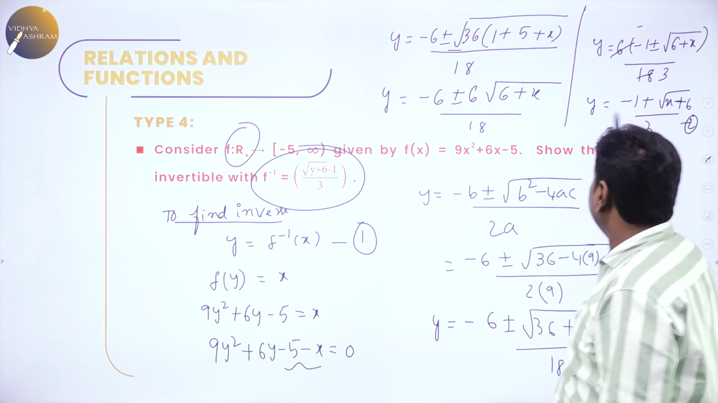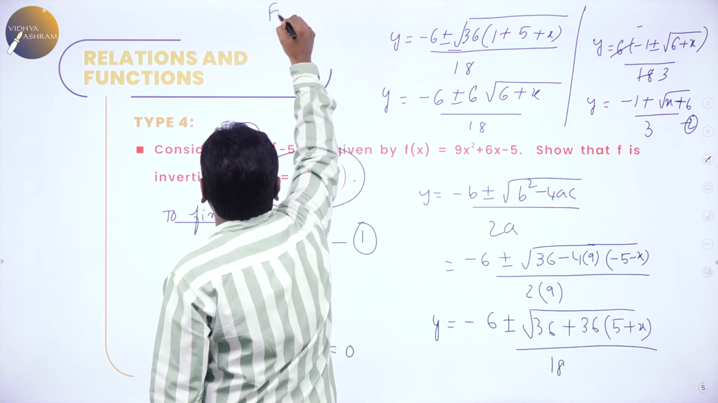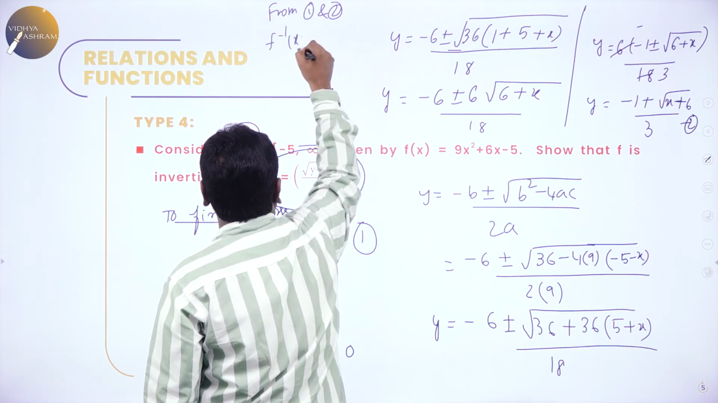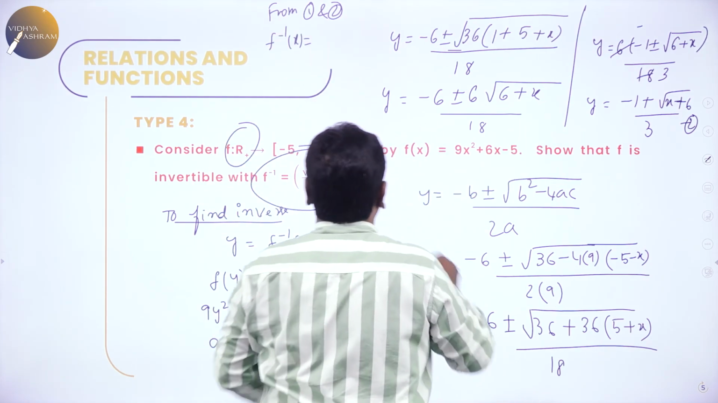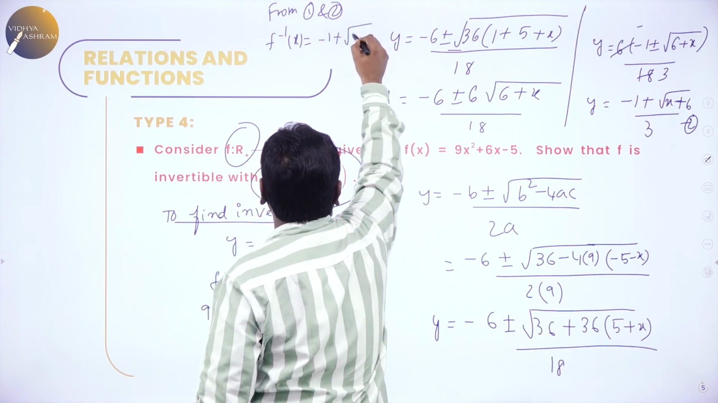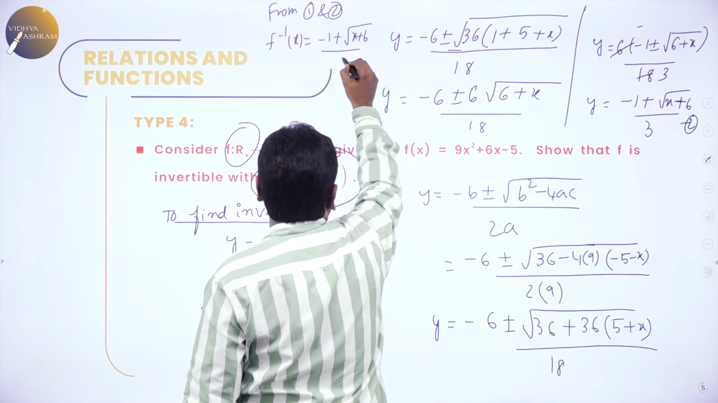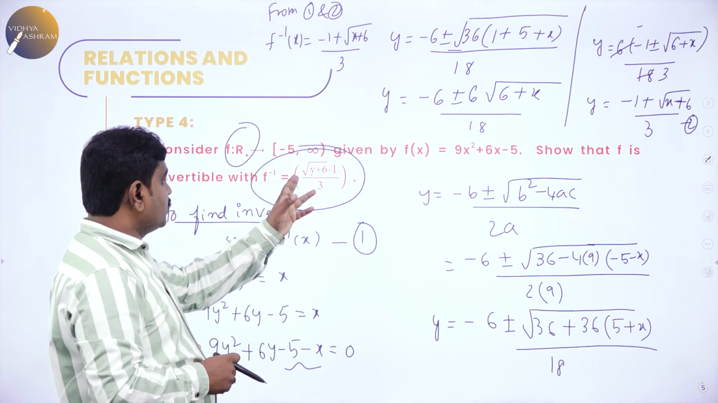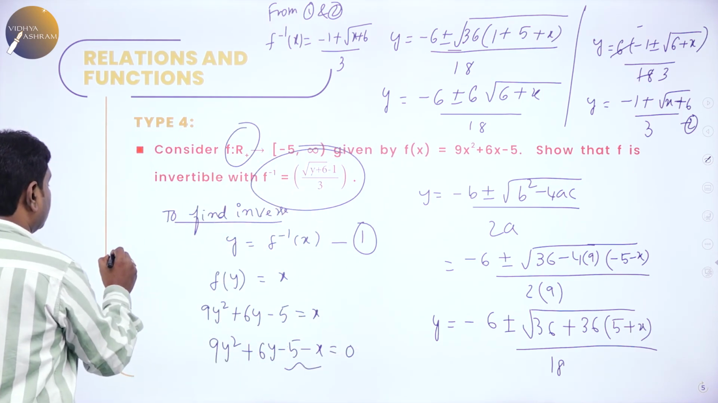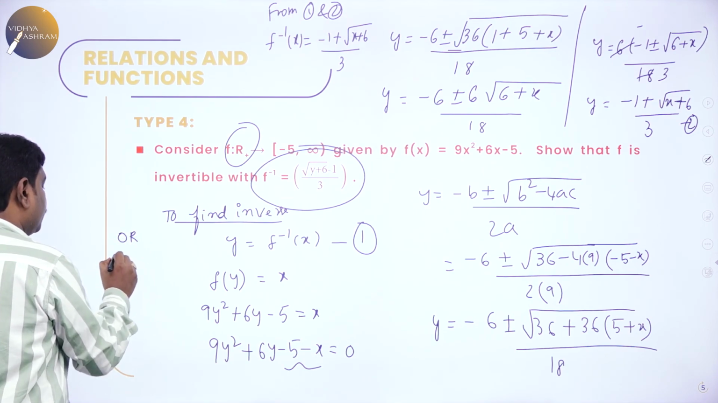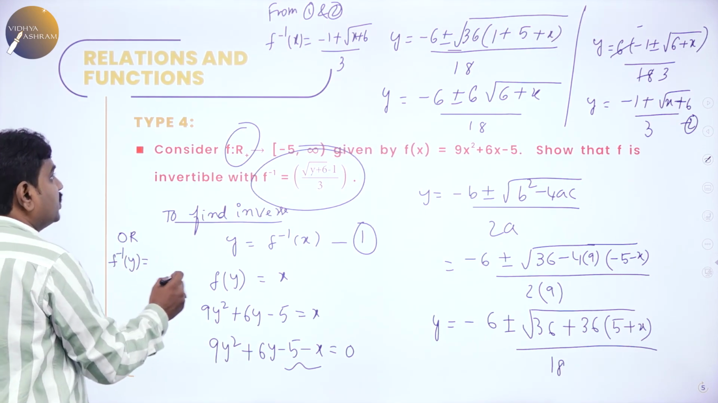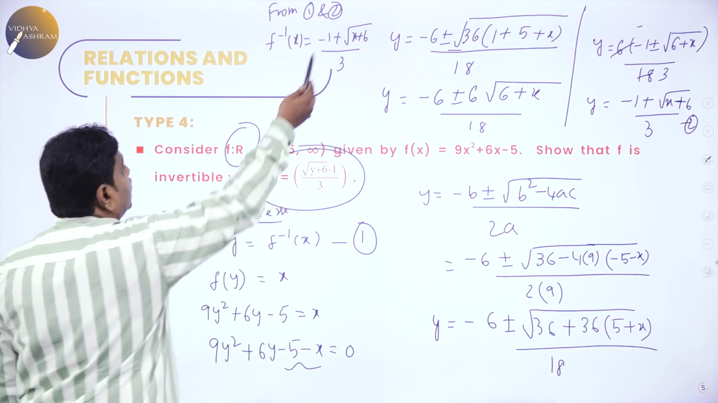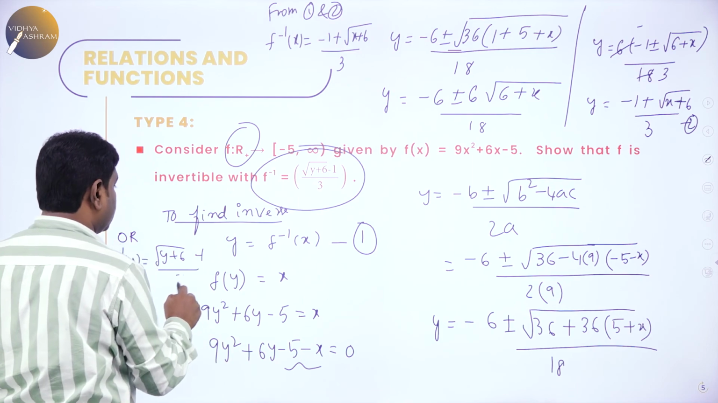So now from 1 and 2, we got f inverse x is equal to minus 1 plus root of x plus 6 divided by 3. We got f inverse, but they want in terms of f inverse y. So f inverse y means what? Change x to y, or we'll write f inverse y is equal to, in the place of x I'll put y plus 6 under root, then I'll write minus 1 divided by what? 3, hence the proof.